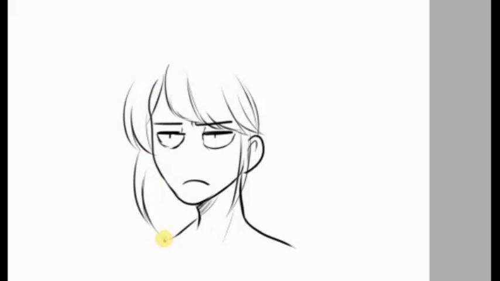I tend to, well, a lot of my hairstyles look kind of the same, but I guess it's just what I'm comfortable with. But you shouldn't always just go with what you're comfortable with. You should push yourself. Whoa, I made your head maybe a little bit too big.